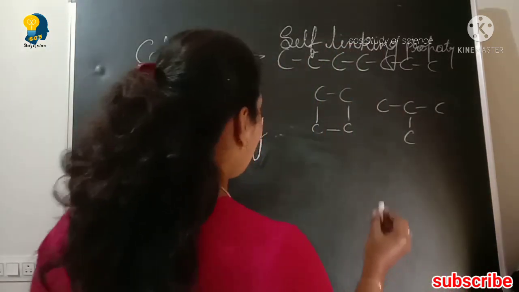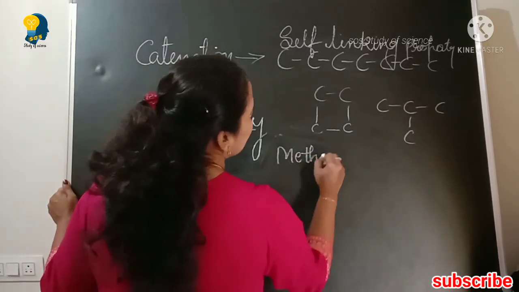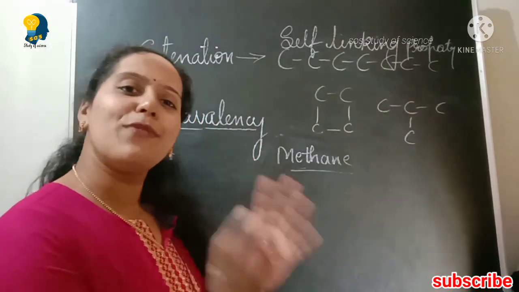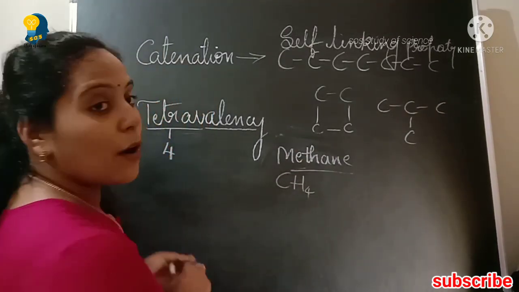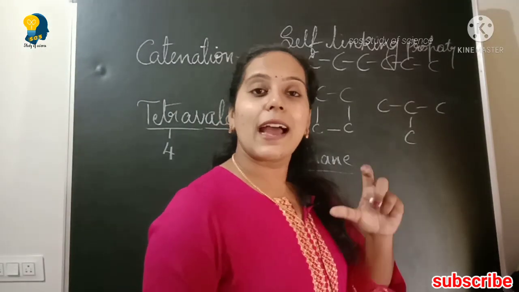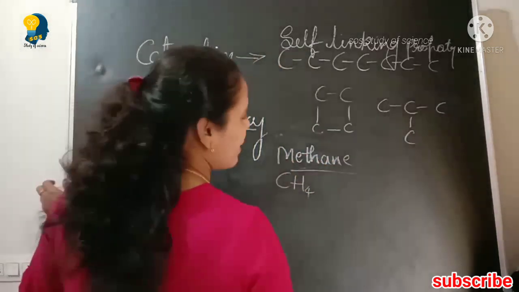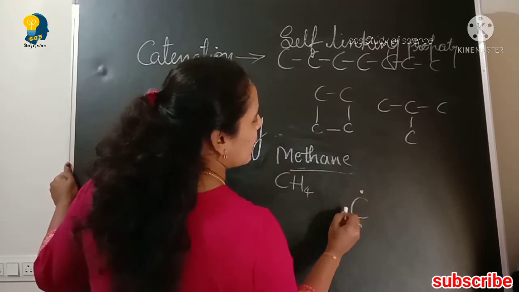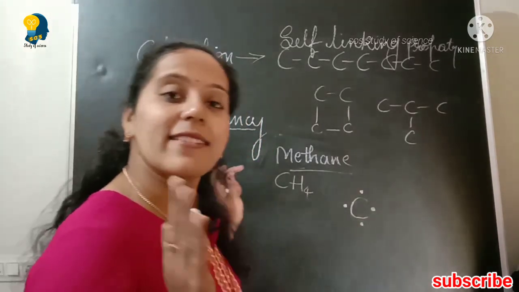If we write the electron dot structure of methane, let me write methane now. I'll tell you how to write the formula and all. I'm giving you an example to understand in a very simple way. Methane's formula is CH4. I told you that carbon can bond with other carbon atoms or atoms of monovalent elements. Hydrogen has only 1 valence electron. When I write the electron dot structure of carbon, the electrons we write on carbon are 4. Carbon has 4 valence electrons.